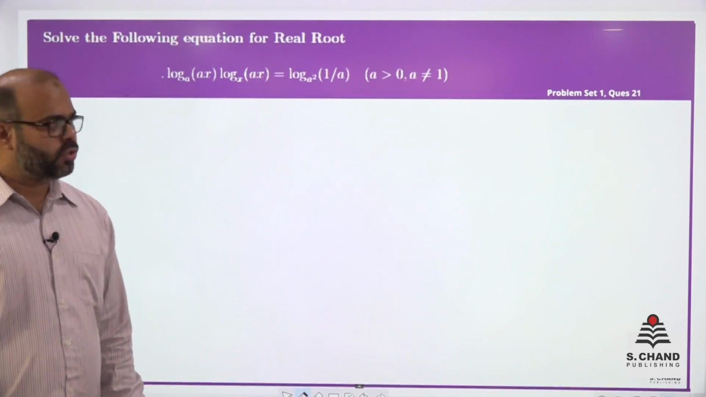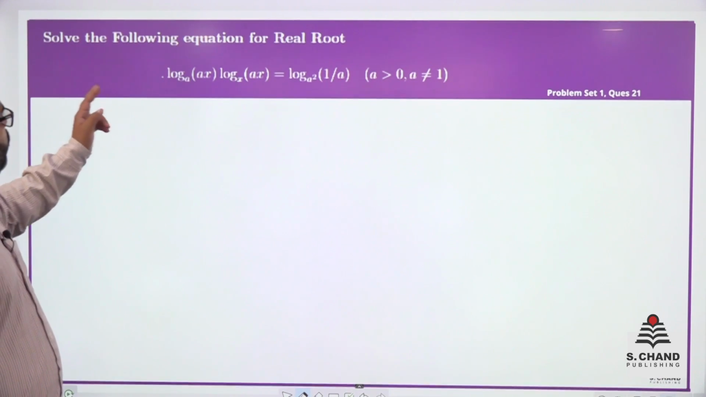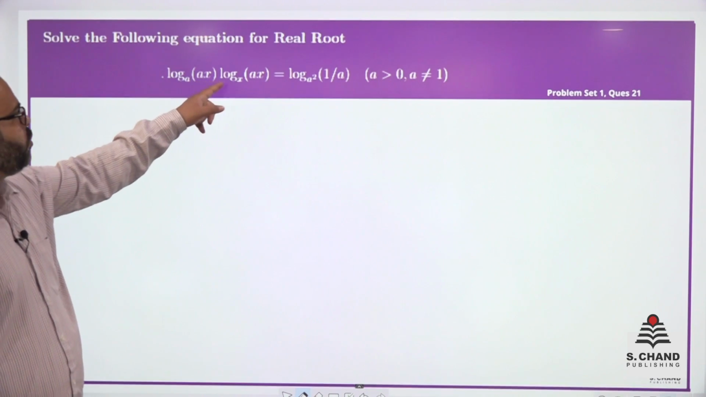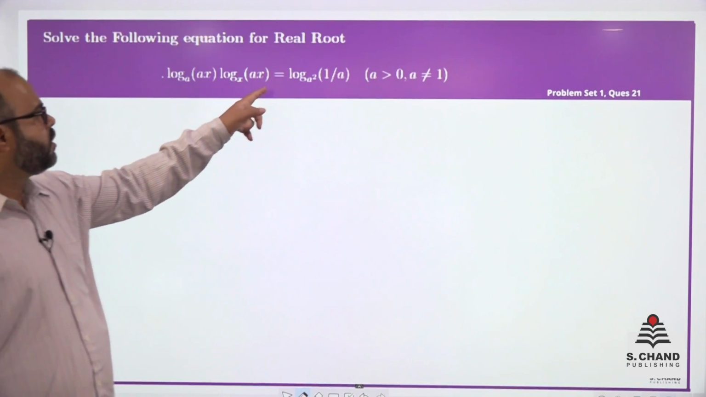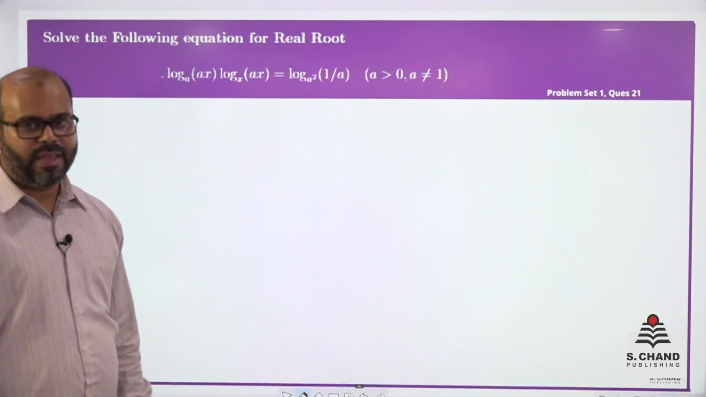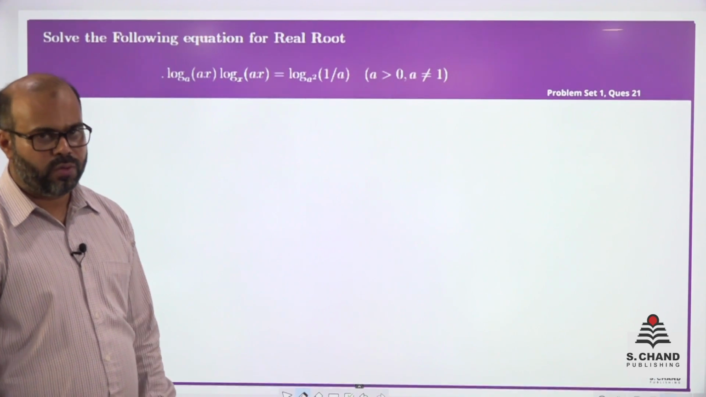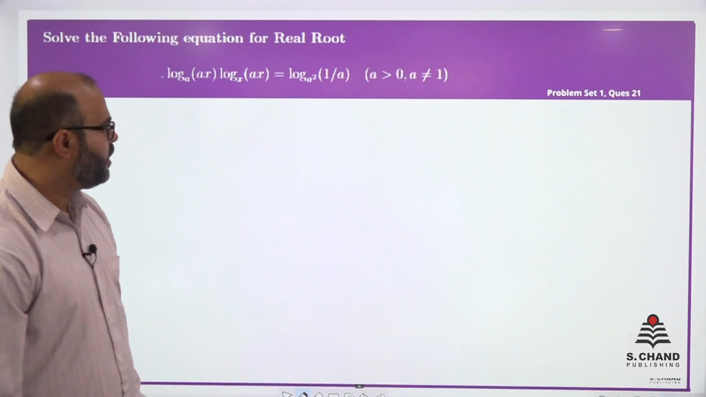Let us come to the next question here. Solve the following equation for real root: log ax to the base a into log ax to the base x is equal to log 1 by a to the base a square, where a, which is the base, is greater than 0 and not equal to 1. That is the condition for log, as we studied.